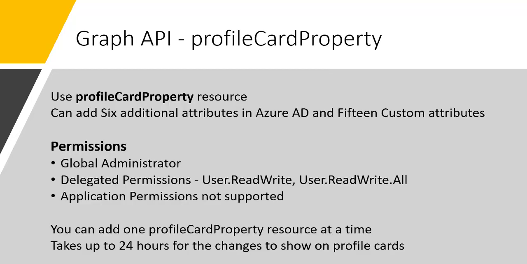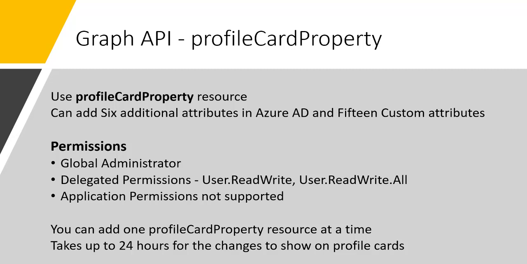To customize the profile card, we are going to use the profile card property resource in Graph API. As of today, you can add 6 standard attributes in Azure AD and 15 custom attributes. In the next slide, I will show you what are all the attributes we can add.